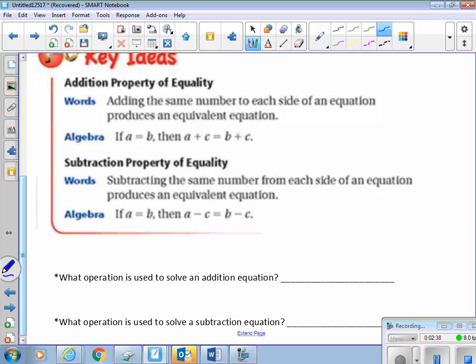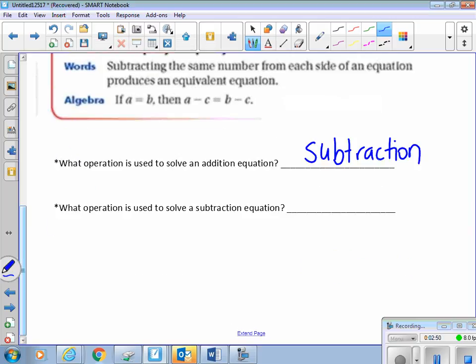Solving an addition equation: what's the inverse operation of addition? Subtraction. So we use subtraction to solve. And what operation is used to solve a subtraction equation? Well, what's the inverse operation of subtraction? Addition. So we use our inverse operations to solve equations.